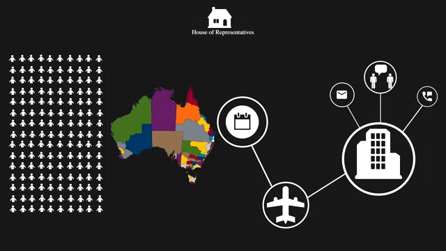Each of these MPs travel to Canberra to represent their electorate whenever Parliament sits, around 20 weeks out of the year. In each electorate, local MPs have an office open to residents to come and meet and discuss issues of importance, so that the MP can represent the interests of the electorate that they are from.